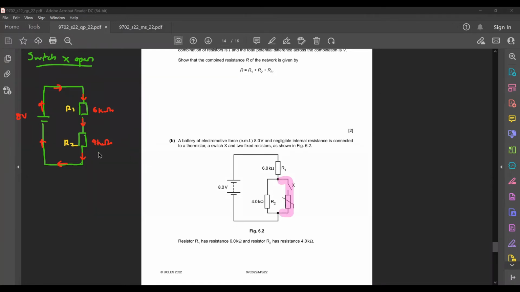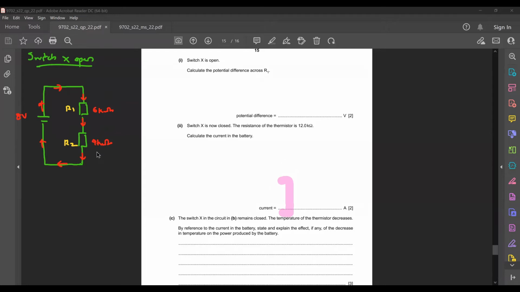This is your R2. They ask you to calculate the potential difference across R1. Basically, if you connect a voltmeter across R1, they want the voltage across it. Notice that you have at least 2 resistors and the same current is flowing through the resistors. You can actually use the potential divider equation.